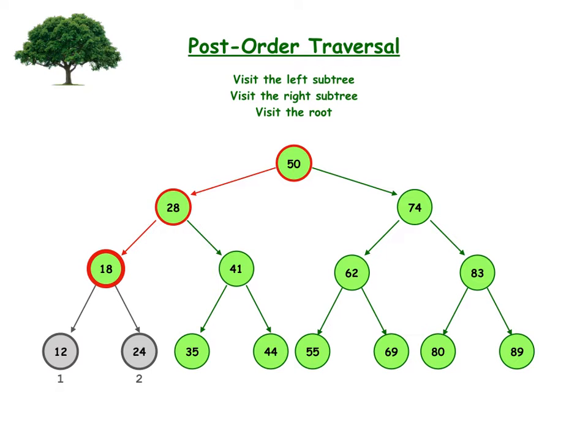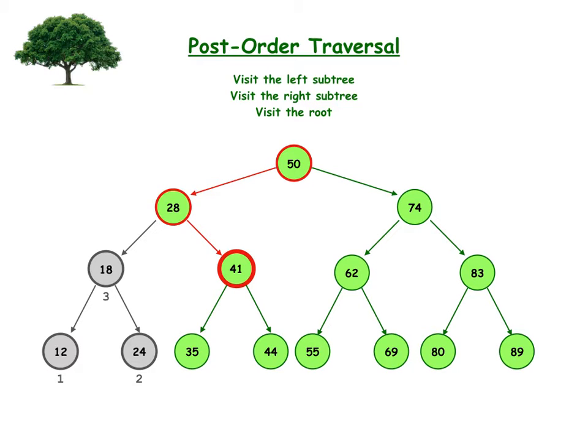Now we're back at 18. We have visited the left subtree of 18. We have visited the right subtree of 18. So now we can finally visit 18. So we've completed the subtree rooted at 18. So we come back up. We're back at 28. We have visited the left subtree of 28. But before we can visit 28, we must now visit its right subtree.